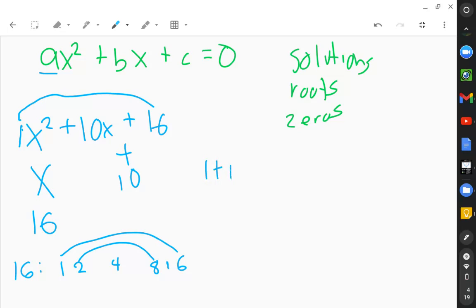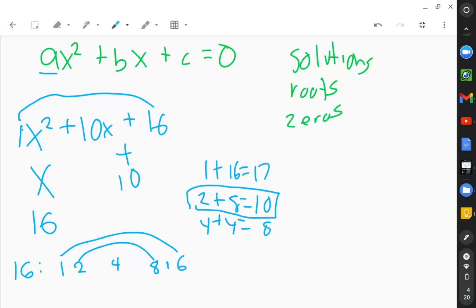So 1 plus 16 is equal to 17. 2 plus 8 is equal to 10. And 4 plus 4 is equal to 8. So I'm actually going to take this pair here, 2 and 8. So x squared plus 10x plus 16 is going to equal x plus 2 times x plus 8.